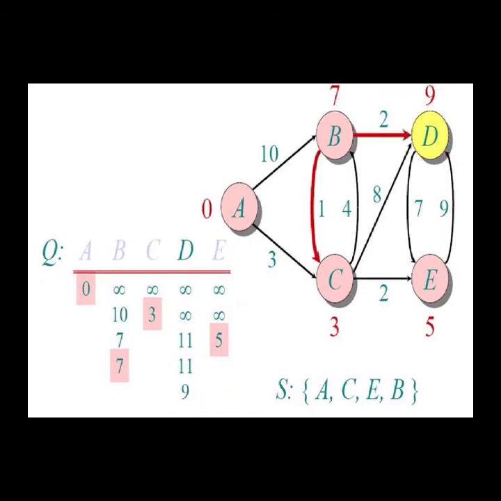Which path will we choose? We have A to C, which was 3, then C to E, which was 5, then C to B got 7, then B to D, which is 9. And there we have all the vertices included in the set.